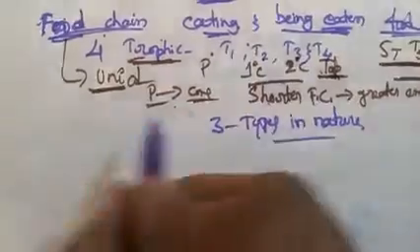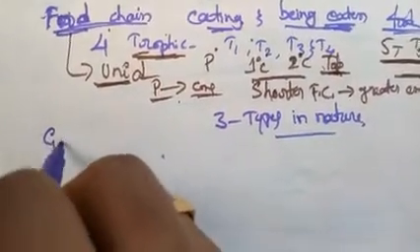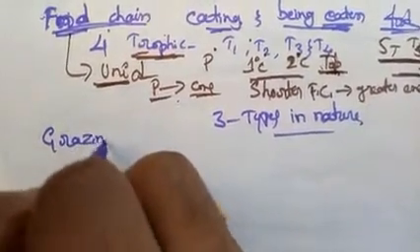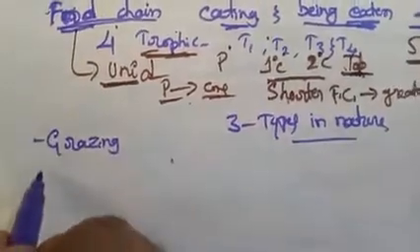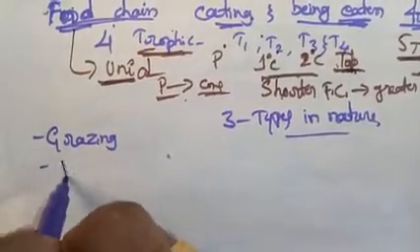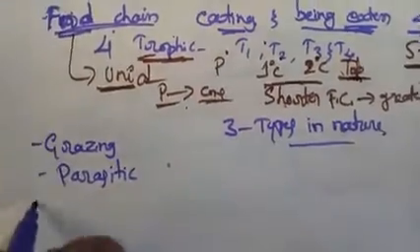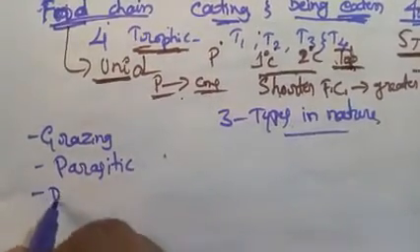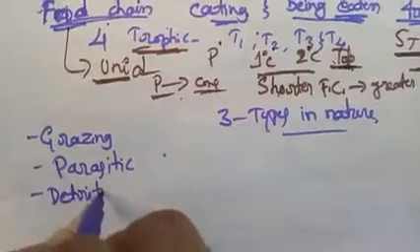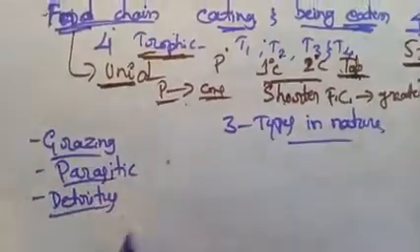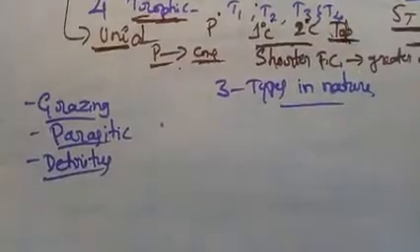So coming to the types, one is grazing food chain, and then parasitic food chain, and last one is detritus food chain. So in this video we will discuss about these 3 food chains.